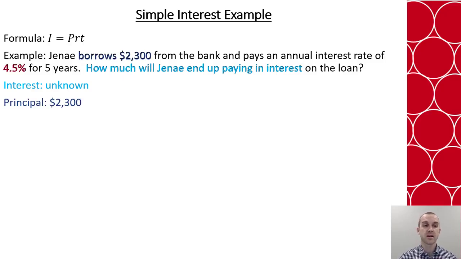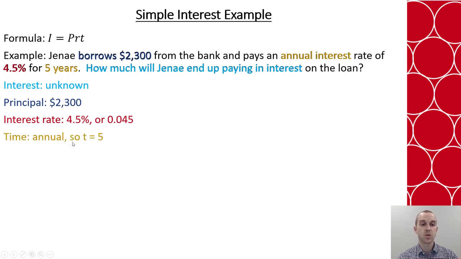The interest rate is our percentage, in this case 4.5%, but remember we have to write it as a decimal, so we divide by 100. And last is the time. So I look for that key term. They use the words annual interest. So I know I'm calculating time as an annual method and it's being done over 5 years. So I can put that T equals 5.